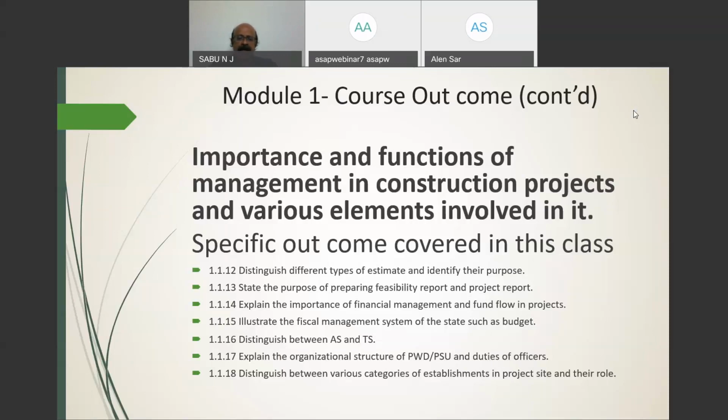Another topic is the importance of financial management and fund flow in the project. Specifically, our discussion is focused only on financial management in the organization, because it is limited by our syllabus. So that discussion will be set out within those limits through the subsequent slides.